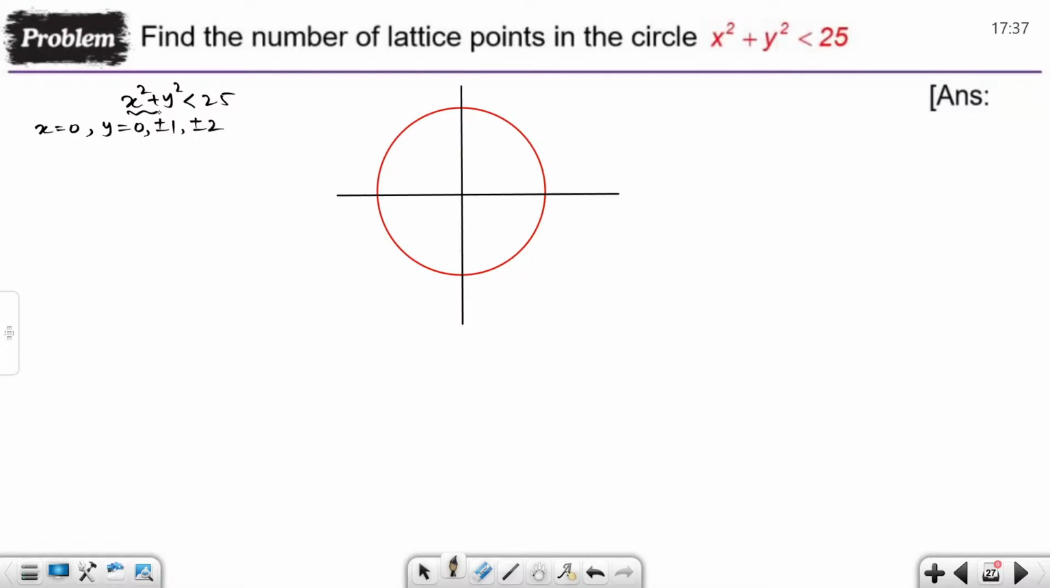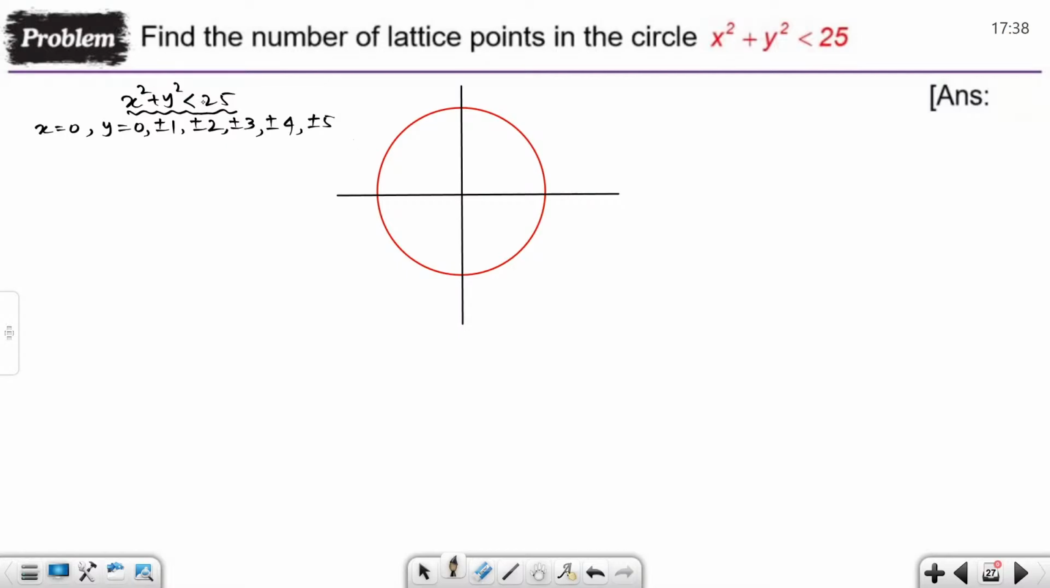Because always see this one, it should not be greater than 25, not even equal to 25. It should always be less than 25. If it is plus minus 3, then also it's okay. Plus minus 4, then also it's okay. But now I cannot go for plus minus 5, because if x is 0 and y is plus minus 5, your y square is coming to 25. So that will be equal to 25, right?